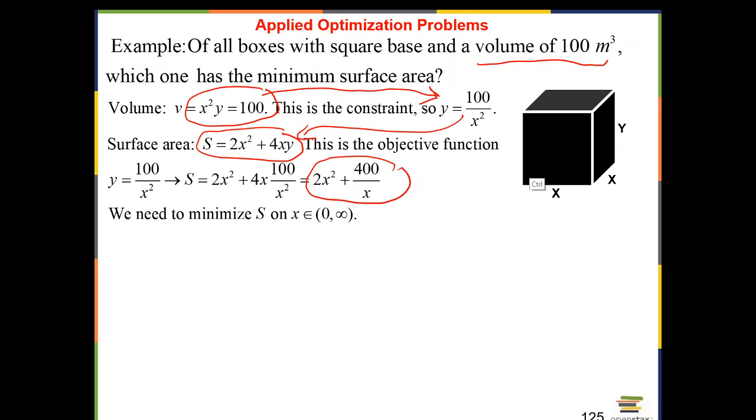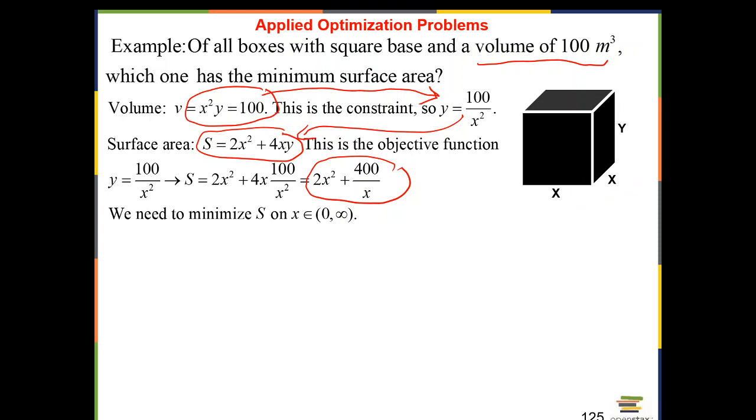Now, what is the domain for our independent variable x? Well, in theory, x can be really, really small, close to 0. So we're going to have a really, really long rectangular prism. Or x could be really, really big. So we have a rectangular prism that is vast, but the height of it is really, really small. So in theory, x can be really, really large. It can't be infinity, but it could be really, really large, right?